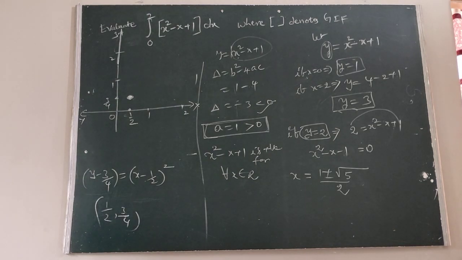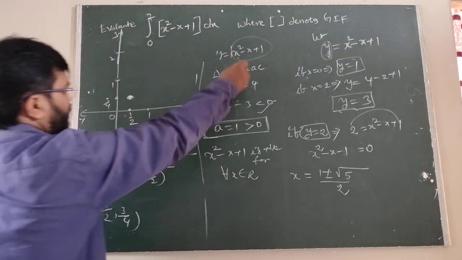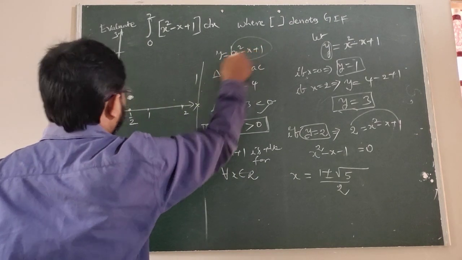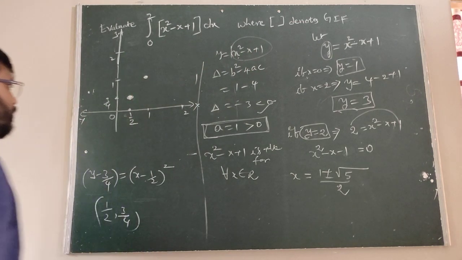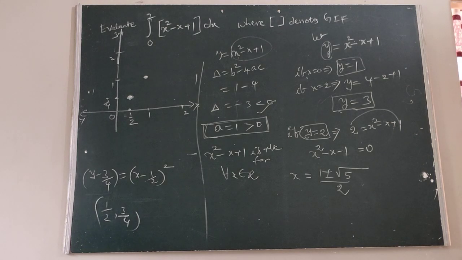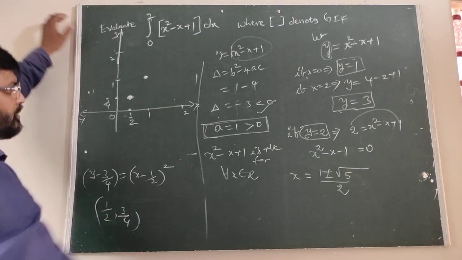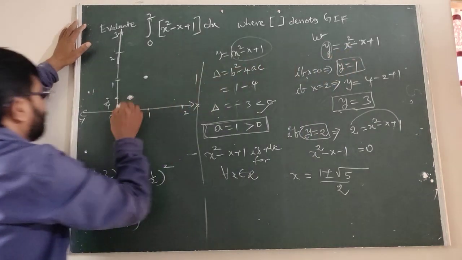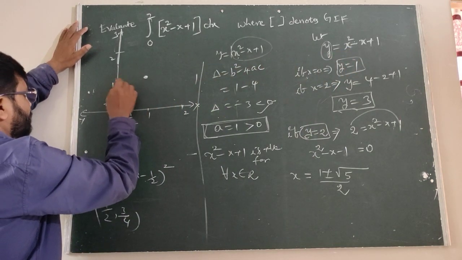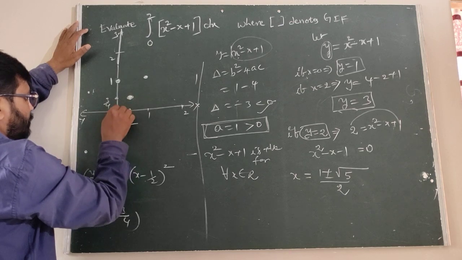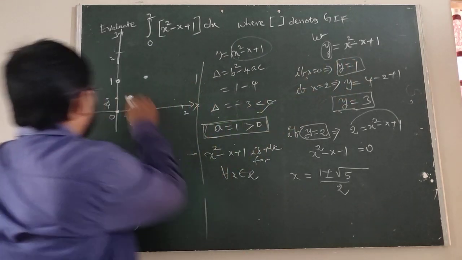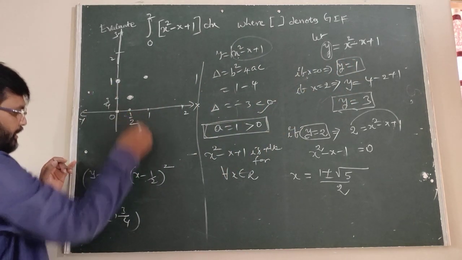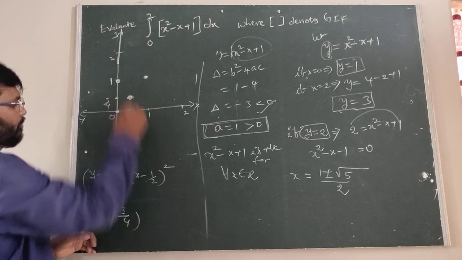Suppose we are taking x equal to 1. What do we get when x equal to 1? All of you, x equal to 1, we got y equal to 1. Yes or no? y equal to 1. Suppose we are taking x equal to 0. All of you listen here. When we are taking x equal to 0, y equal to 1. When we are taking x equal to 1 by 2, y equal to 3 by 4.